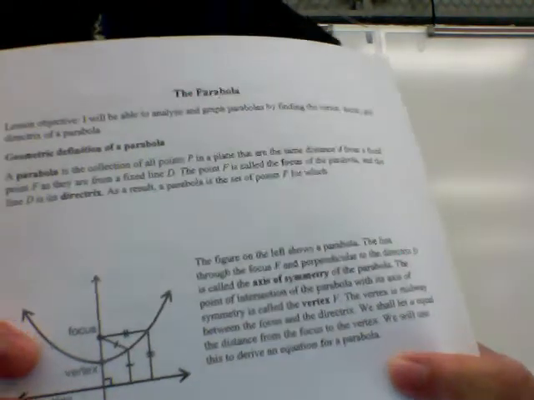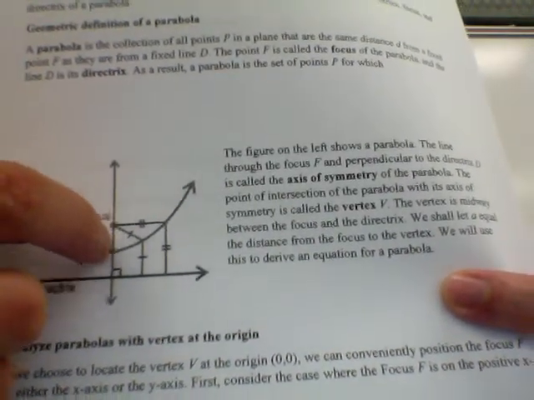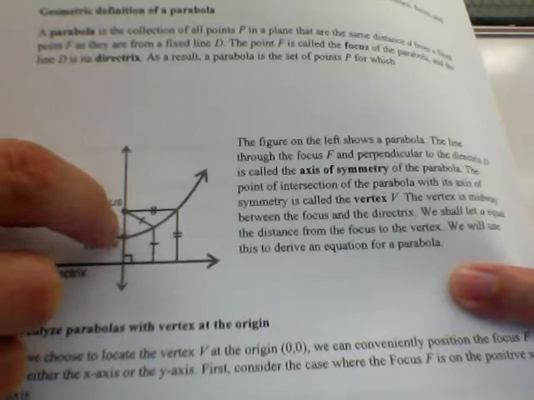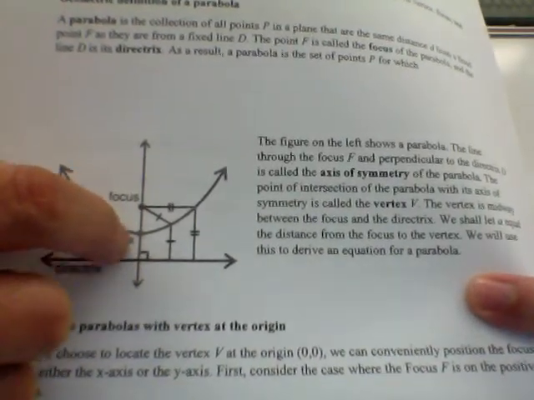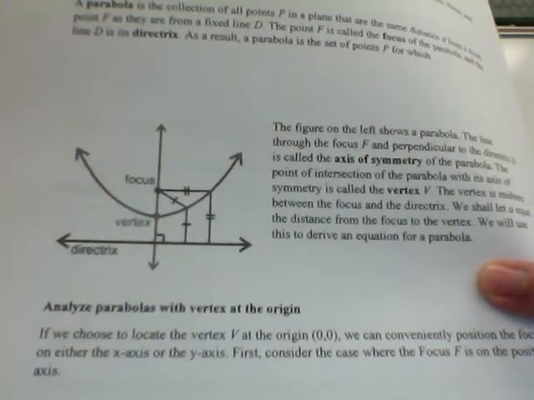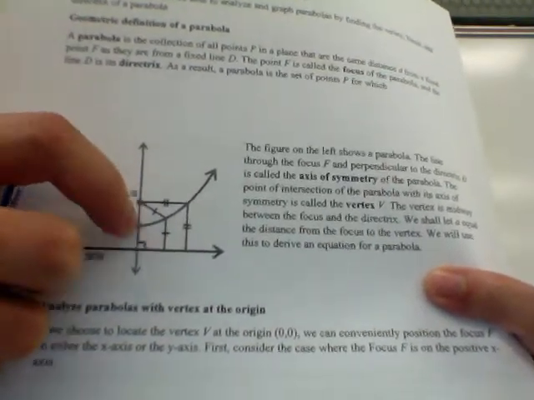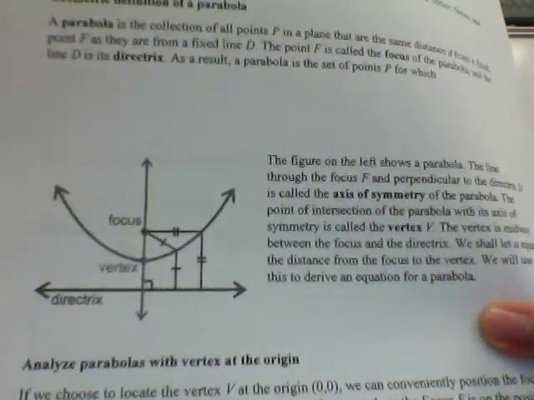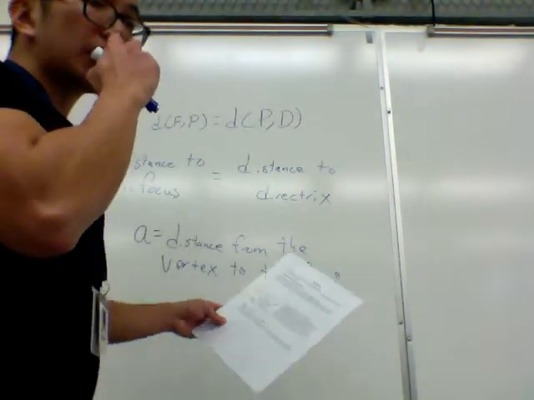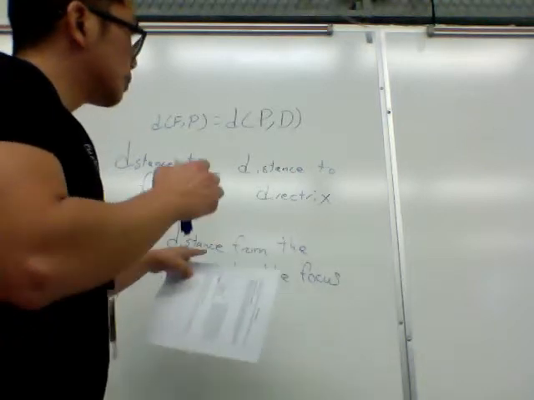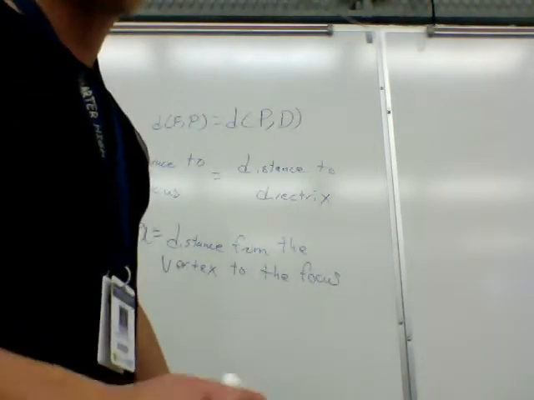So if you look back at this drawing, the distance from the vertex to the focus is a, but that means since the vertex is the same distance to the focus as it is to the directrix, the distance from the vertex to the directrix is also a. So, which means the distance from the focus to the directrix is 2a. Okay? Now, we are going to use this information to help us derive an equation for a special type of parabola.